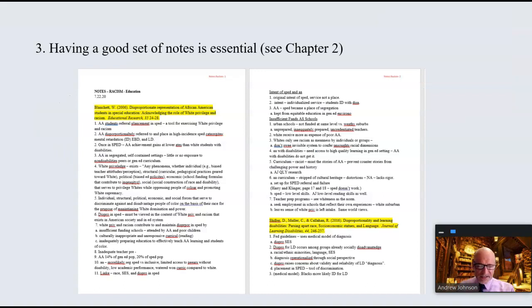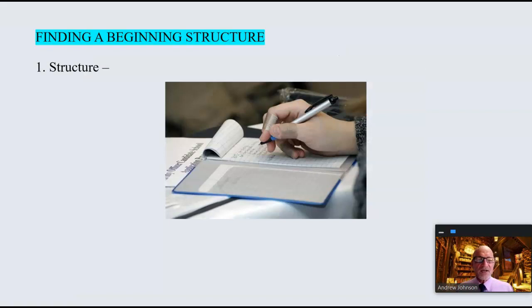Having a good set of notes is essential. See chapter 2 of my book for some ideas there. Shortcuts are long cuts. And I've been writing for 25, 30 years or so. I still follow this process. If I'm writing, I must have a good set of notes. That is a starting place, especially when you're writing about a topic that is new to you, which if you are doing a literature review, it should be new to you. Remember, we want to let the literature speak, not us, but the literature is going to speak to us and the audience. So here is the beginning.